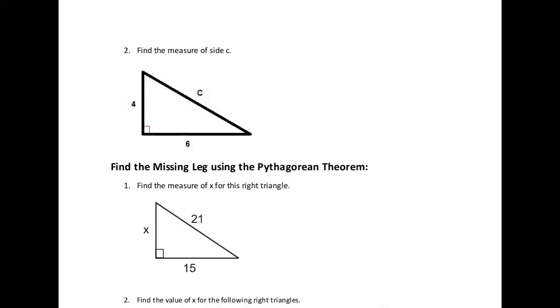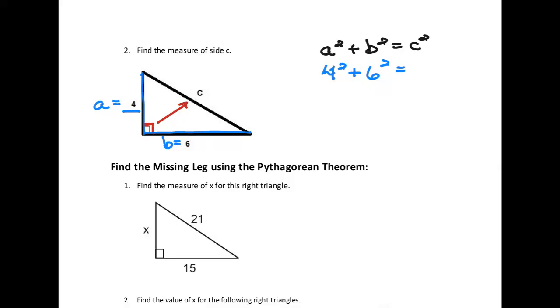So for side C, across from the right angle, that's your hypotenuse. When you work on your homework, start with the formula: A squared plus B squared equals C squared. Again, it does not matter what you put for A and B as long as they make up the legs. So here in blue are the legs. So I'm going to say A is equal to 4, B is equal to 6. That means 4 squared plus 6 squared equals C squared.